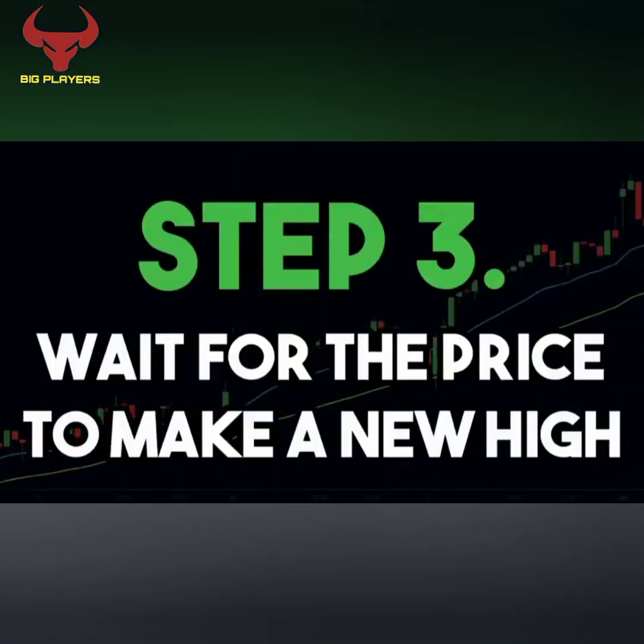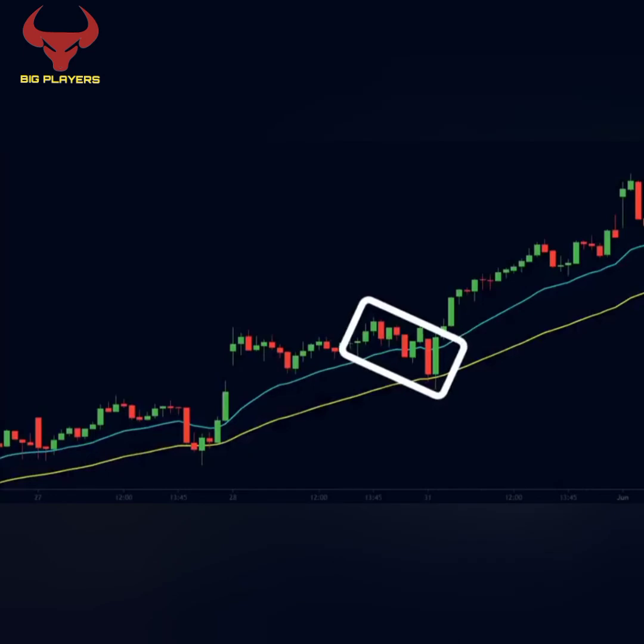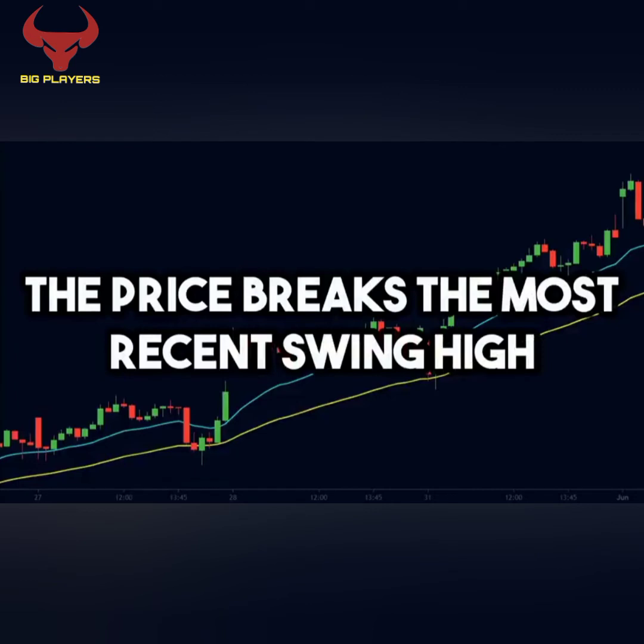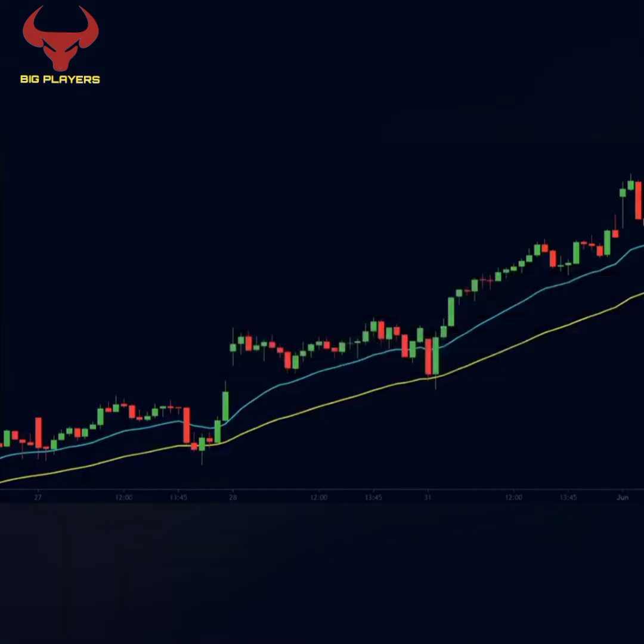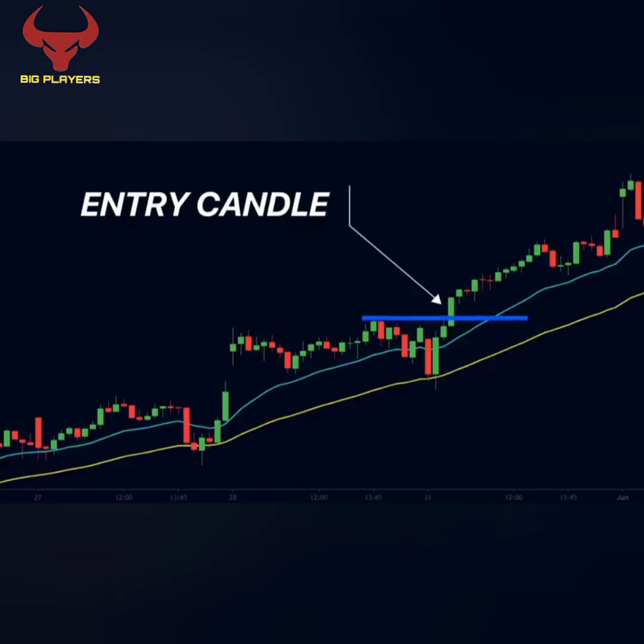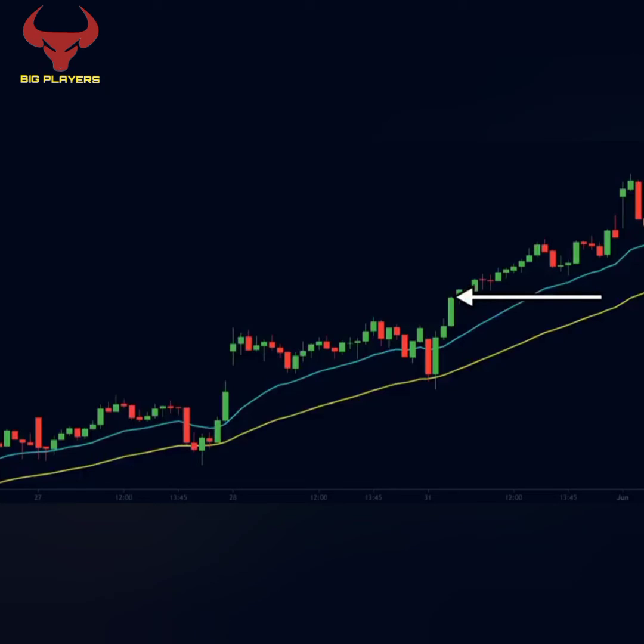Now, the third step is to wait for the price to make a new high. After identifying the pullback, we want the price to resume the existing uptrend. A solid evidence of the trend continuation occurs when the price breaks the most recent swing high and creates a new high. When we see a candle close above the most recent swing high, then that candle becomes our entry candle. We will enter on that candle.